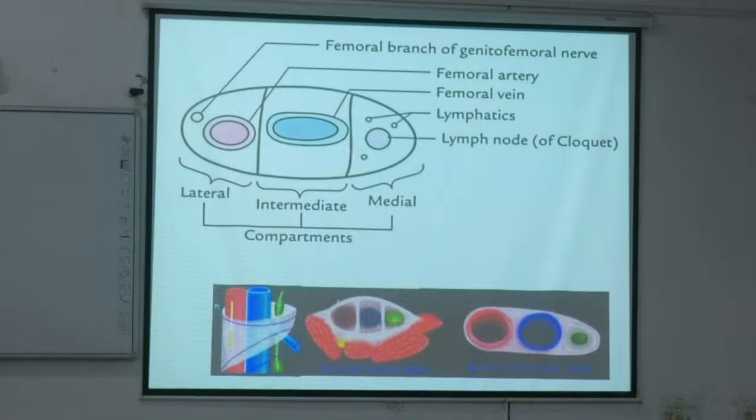See, this is a schematic diagram. You practice a schematic diagram like this, of the femoral sheath. Previous one and this one. See here, the lateral compartment containing the femoral artery and the femoral branch of the genitofemoral nerve.